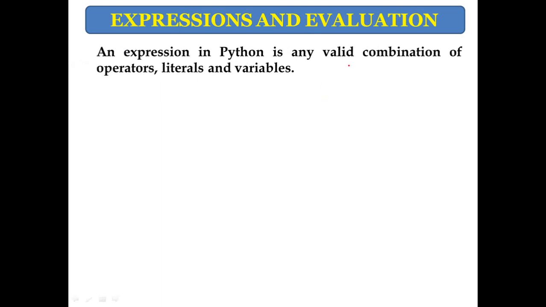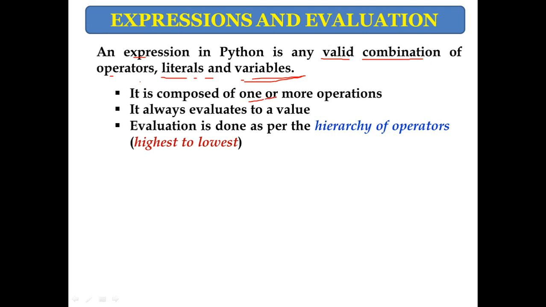Expressions. What do you mean by expressions? An expression is a combination of operands, operators, values. Let's check. A valid combination of operators and literals, meaning values, constants and variables, is called an expression in Python. It is composed of one or more operations, various types of operations. It evaluates to a value, either string, numeric, None or boolean. Evaluation is done as per the hierarchy of operators, the table I have just discussed, from highest to lowest. That order should be followed.